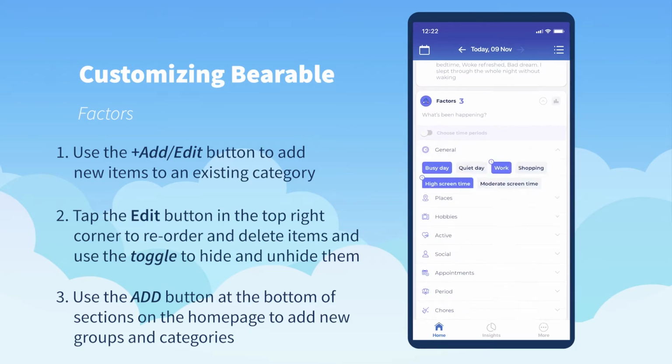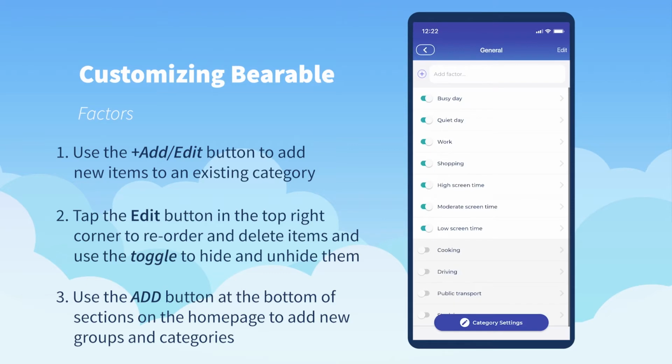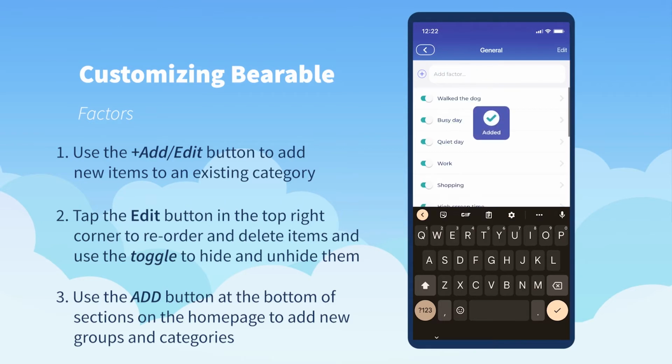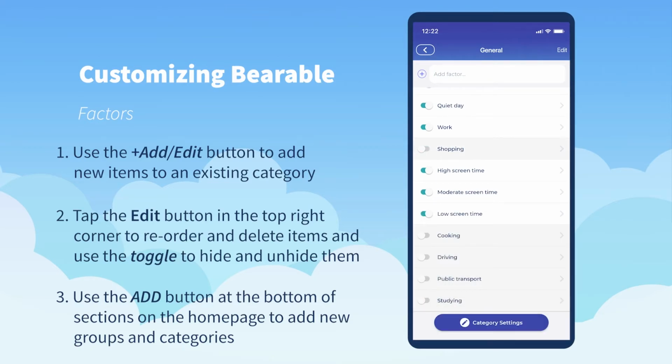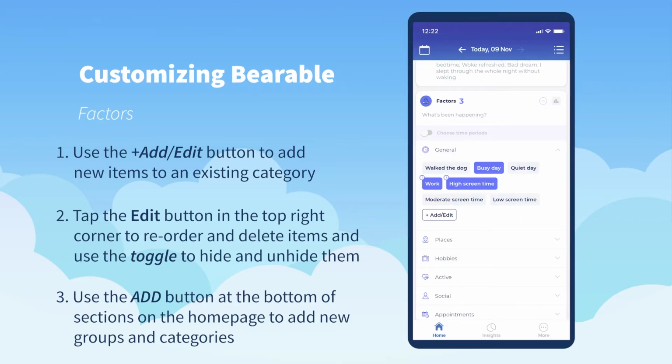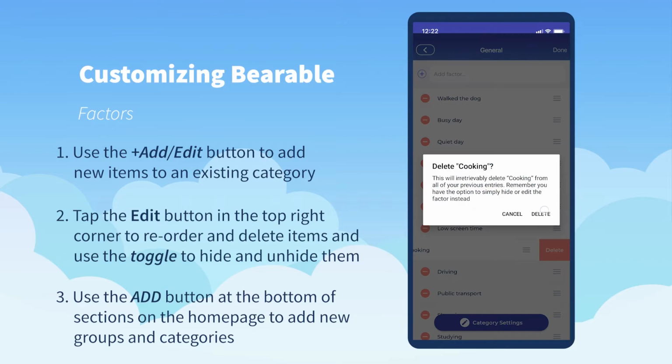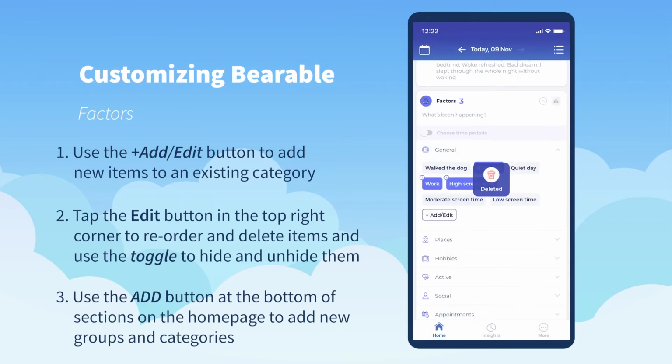So factor customizations. Again, you can use that add edit button to add any custom factors to existing categories. So we're using walk the dog here, adding that to general. You can also toggle any existing factors on and off. You'll see them hide on the main screen there. So you can use the edit button, much the same as in moods, to delete things as well.